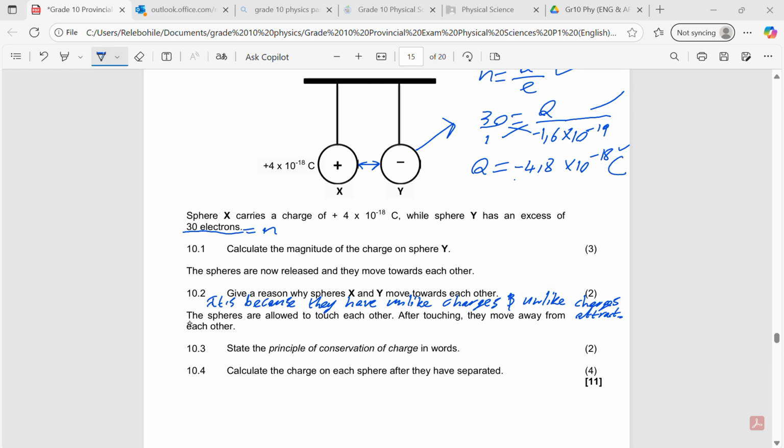Okay, now we go to the next part. They say the spheres are allowed to touch each other. After touching, they move away from each other. And then 10.3 says state the principle of conservation of charge in words. Okay, I will write it for you guys.